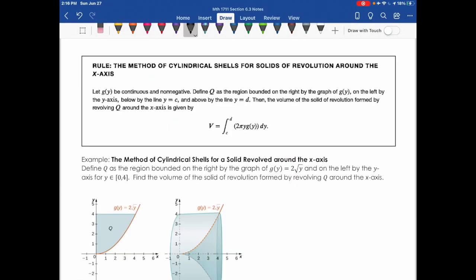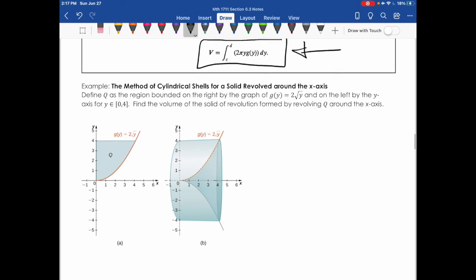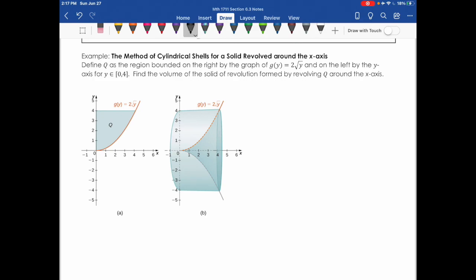So in this next example, we are going to use the cylindrical shell method, but now we're going to practice rotating the region around the x-axis. So because of that, we have to write everything in terms of y, and that includes our upper and lower bounds. So the problem reads, define Q as the region bounded on the right by the graph of g of y is equal to 2 square roots of y, and on the left by the y-axis for y is equal to 0 to 4. So now notice, instead of giving it on the x-axis, the interval is now on the y-axis in terms of y.